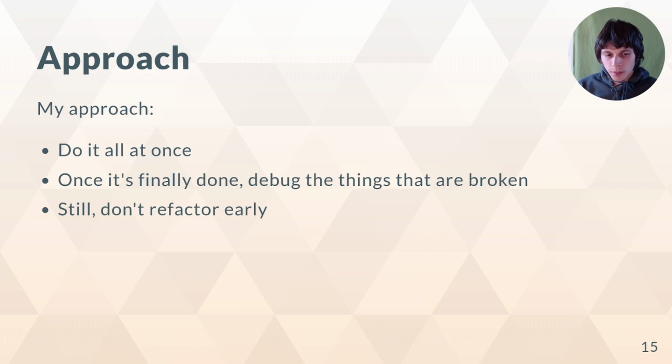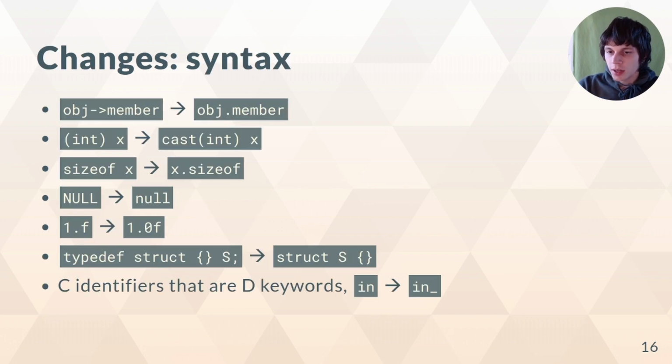save some time depending on how many things you needed to debug after the translation. It's a bit of a risk-reward situation. I'm not saying this is the better approach, but it is possible and I've had some success with it. Still, don't refactor early, keep the translation as close to the original C code as possible until it's complete. That should cover the high-level approach.